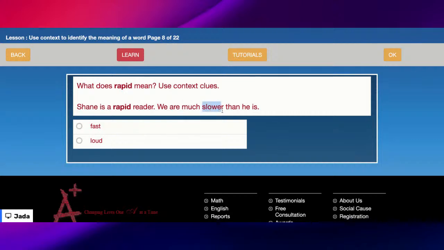It says slow. So it's supposed to go hand in hand. It's supposed to be slow and what? Rapid and what? Okay, so we have fast and we have loud. What does rapid mean in this sentence? Does rapid mean that Shane is a fast or a slow or loud reader? Which one? What's the best answer here?